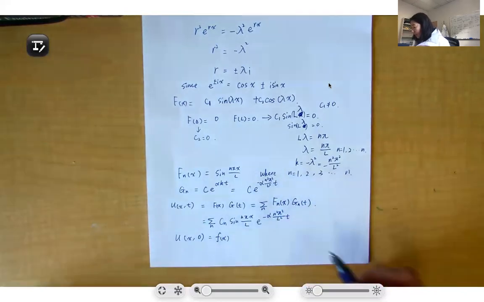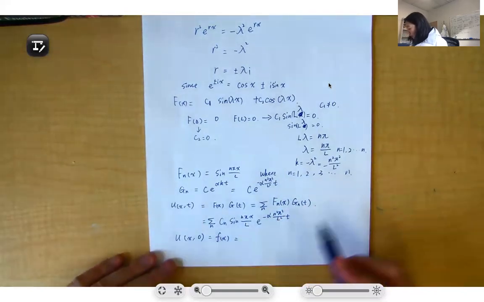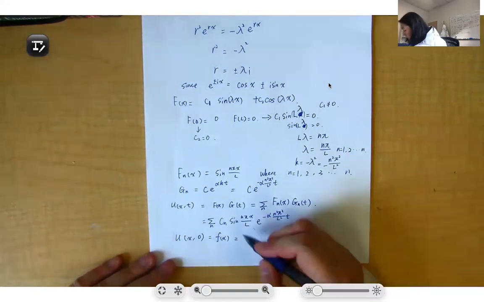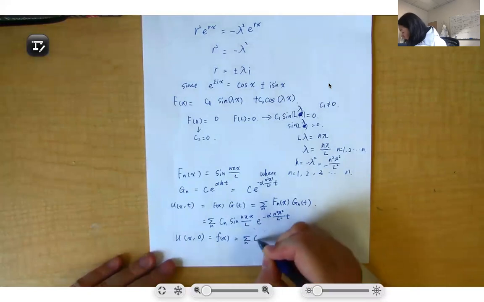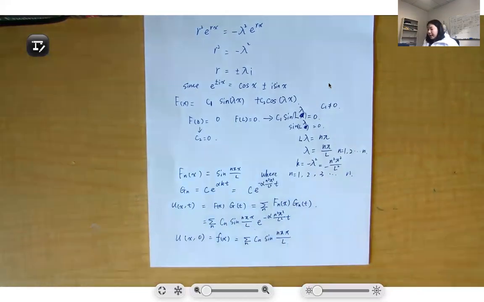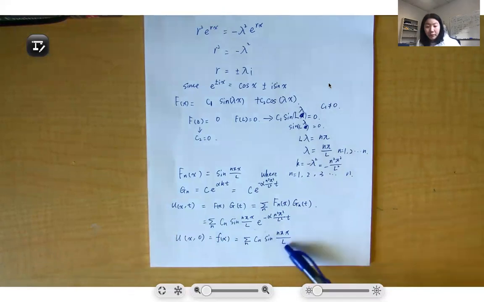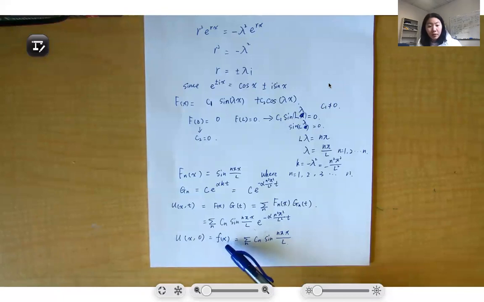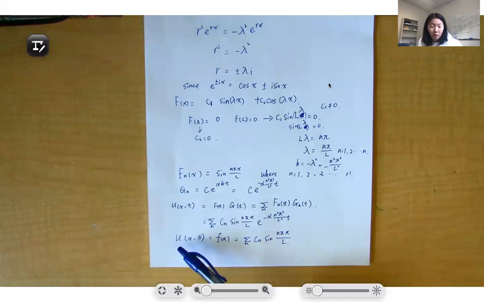And this will be equal to, when time equals 0, this term will become 1. That will be equal to the sum of c_n sin(nπx/L). And you see this is a very familiar format. This sine series is an orthogonal basis set. The c_n is the coefficient for the orthogonal basis set. This f(x) is some continuous function to represent the initial temperature of the rod.